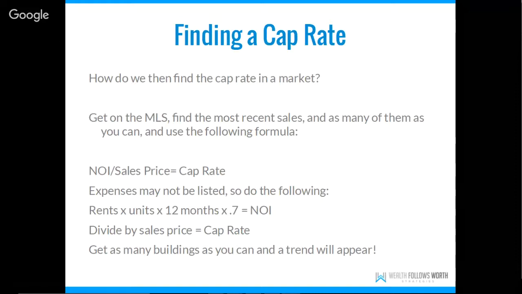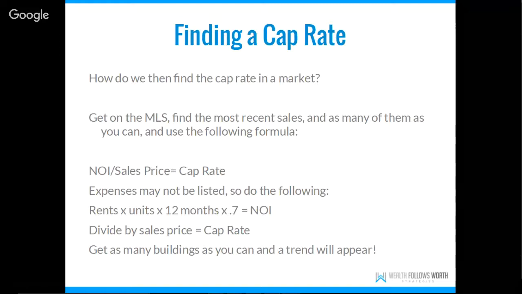We recommend that you get access to the MLS. If you're not on the MLS, contact an agent or look at other places, such as public domain sites, where lots of apartment complexes are listed and sold. That way you can find quite a few. You'll find the most recent sales, and you want to get as many as possible and then use the following formula. You take the NOI, our net operating income, and divide by the sales price, and that equals a cap rate.